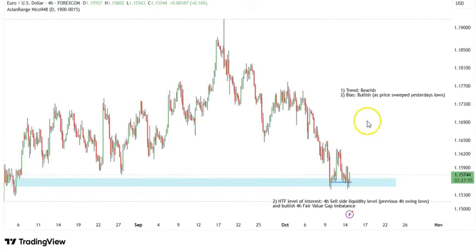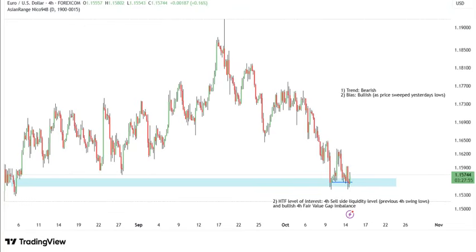Now moving to the next higher time frame, the 4-hour time frame. If you have watched yesterday's videos, then you understand that the next thing we want to see on the chart is a higher time frame level of interest. In this case, we had 4-hourly sell side liquidity, so the previous 4-hourly swing lows, combined with this bullish 4-hourly fair value gap imbalance.